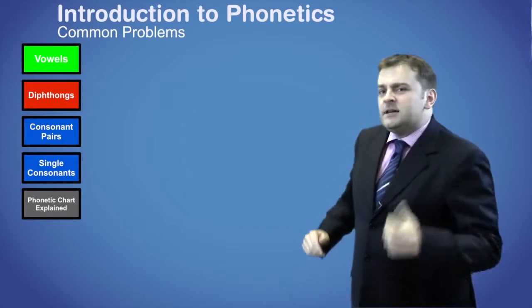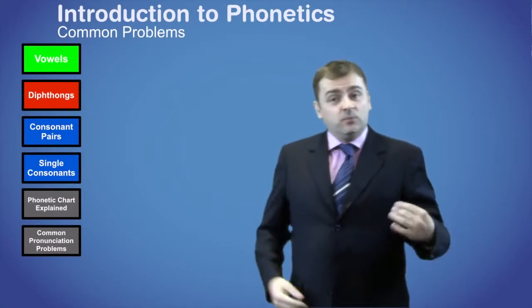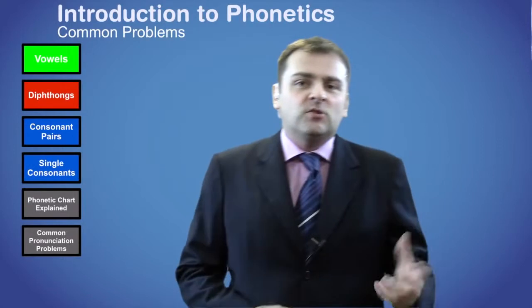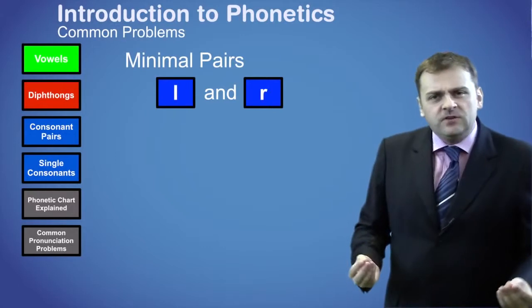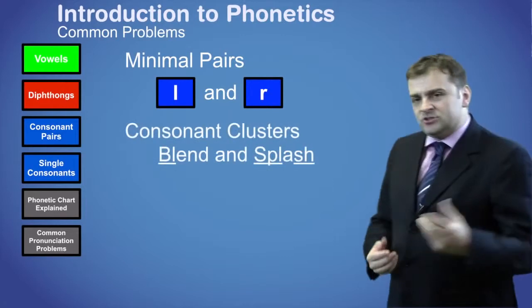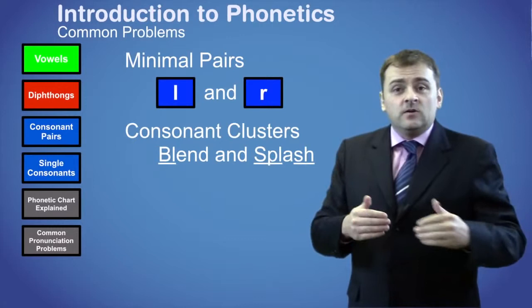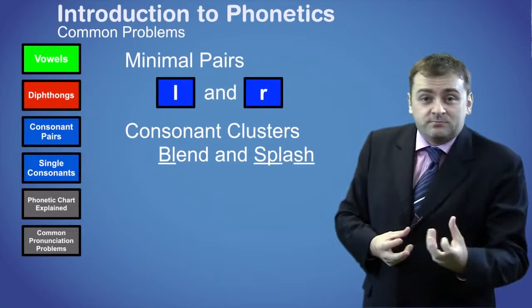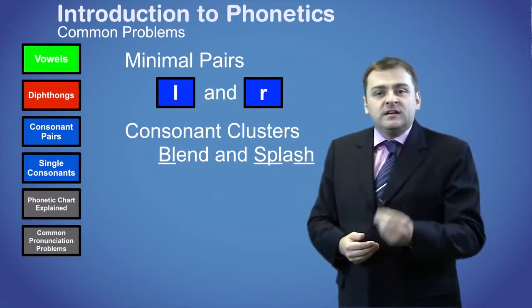We've also made a video summarising the most common errors that people make with pronunciation. If you're having problems and you want to improve, why don't you have a look? You'll probably find something that will help you. We talk about minimal pairs, which are when two sounds are often confused, like L and R. Consonant clusters. This is when there are several consonants together without any vowels and that produces a sound that can be difficult to pronounce, like bl in blend and sh in splash.